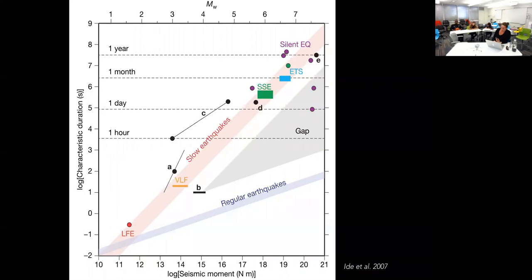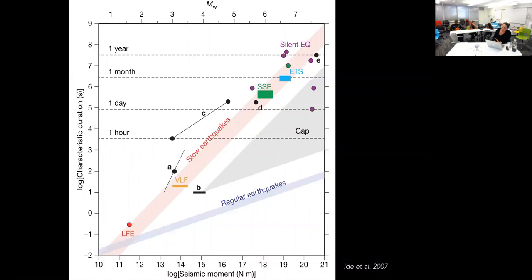regular earthquakes, they're very quick, so they fall in low numbers on the time scale, on the duration scale, and they can span the entire range of energy. So they can go from very tiny earthquakes that have a very small seismic moment to very large earthquakes with a giant seismic moment, but they're all short in duration, so they're quite fast.